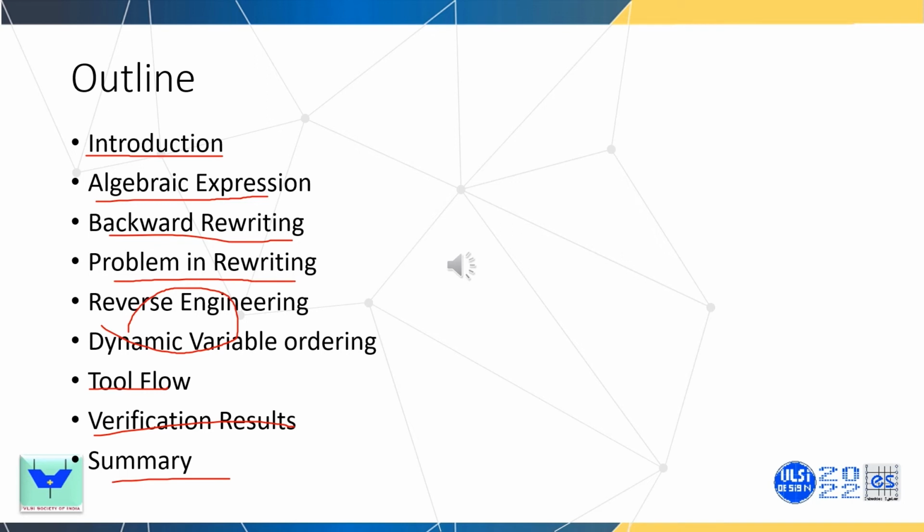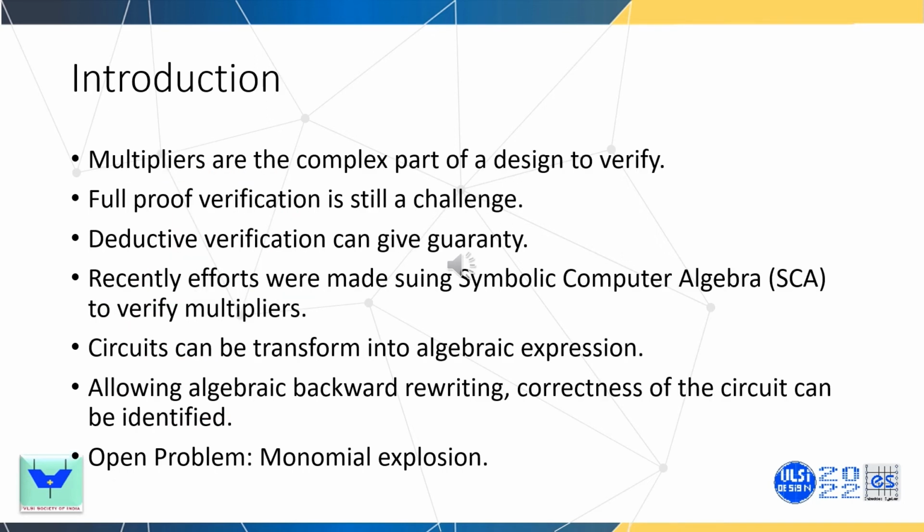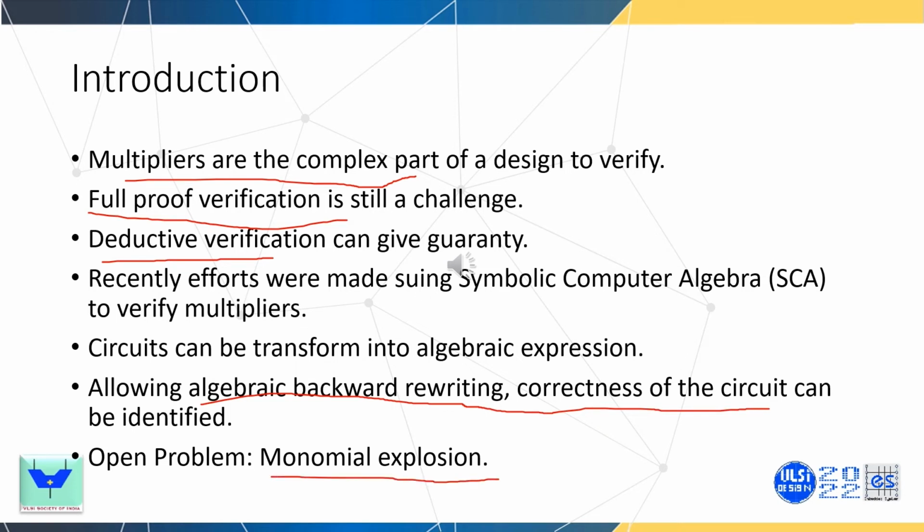Now let us proceed to the next slide. If you look into data path design verification, you will see the multipliers are the complex part to verify, especially when there are only a few counterexamples to detect the bug. Foolproof verification becomes a challenge. Recently, algebraic backward rewriting-based verification was proposed to give foolproof verification. One major problem with algebraic backward rewriting is monomial explosion. In this work, we have tried to overcome this problem with our proposed dynamic variable ordering. Now let us move to the next slide.